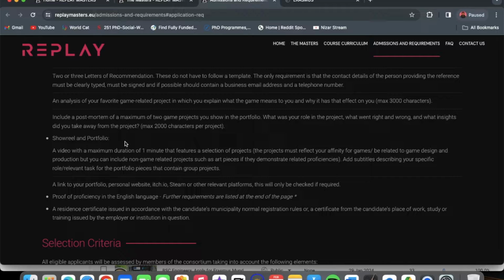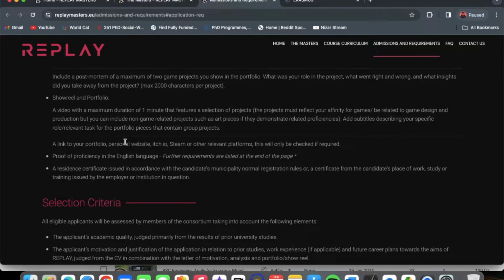What insights did you take away from the project? The maximum has to be 2,000 characters per project. So you talk about 2 game projects that you have been involved with, and then you describe what went right and what went wrong and what you take away from the project.